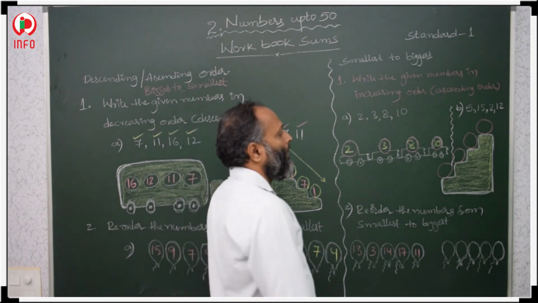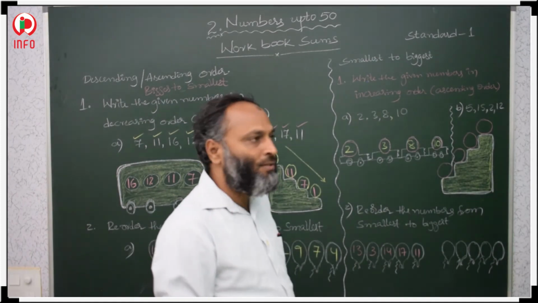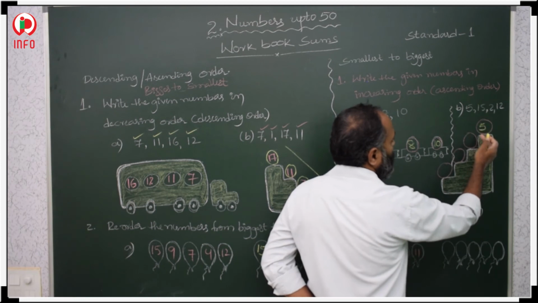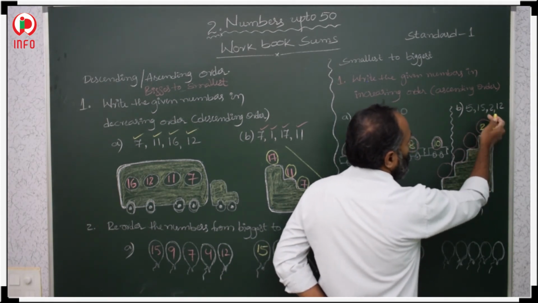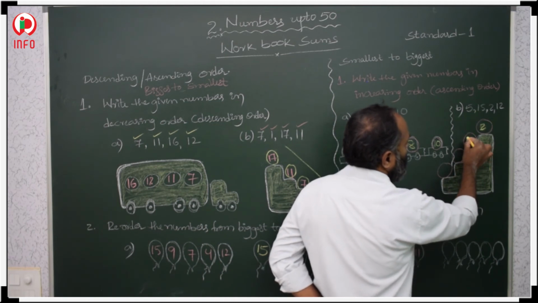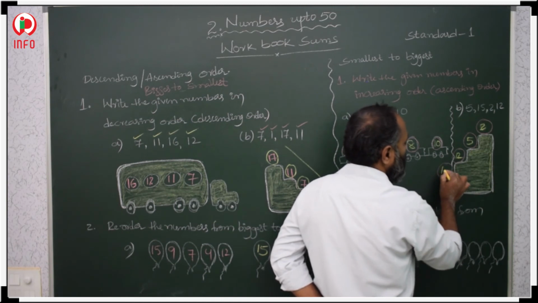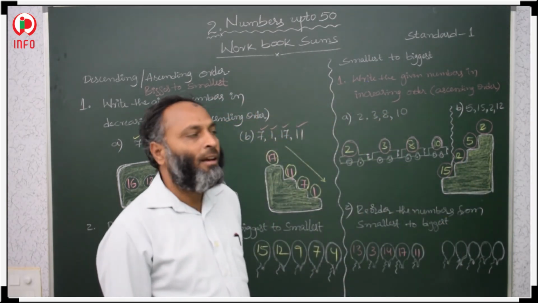Now, in this way, at the top we have to take the smallest one. What is the smallest one? 2 is the smallest. Then bigger than this is 5. Bigger than this is 12. And the biggest one is 15. So in this way we have to take ascending order.